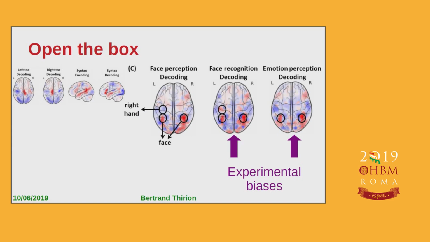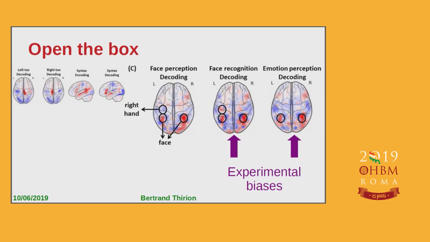And interestingly also, this kind of analysis reveals experimental biases. Like if you compare face perception decoding to face recognition decoding, you see that they are very similar. The main difference being that in face recognition, you have activity in the left motor cortex on the top, so just people have to press a button with their right hand when they do face recognition, and this seems to be the only relevant difference with respect to face perception.